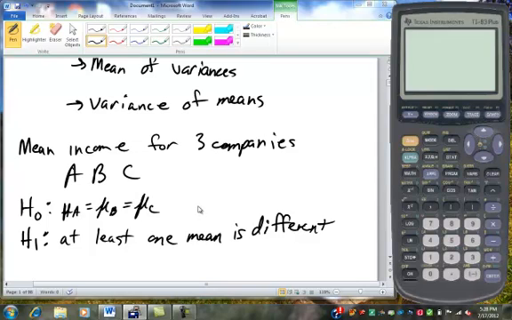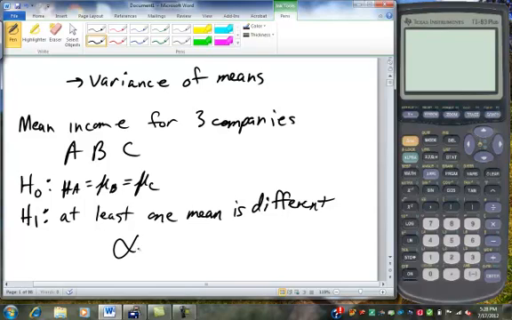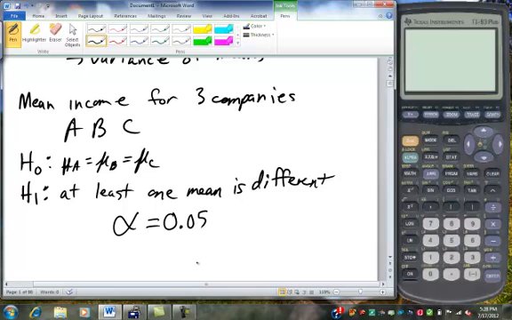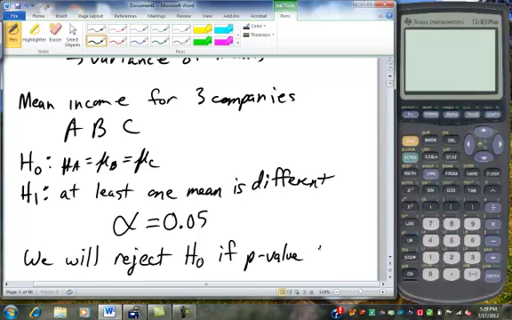Now before I do my test, I should have defined alpha. We're going to let alpha be 0.05. What that means is our rejection rule is we will reject H0 if the p-value is less than alpha, so less than 0.05. Remember, we're talking about the p-value. We'll always reject if our p-value is less than alpha.